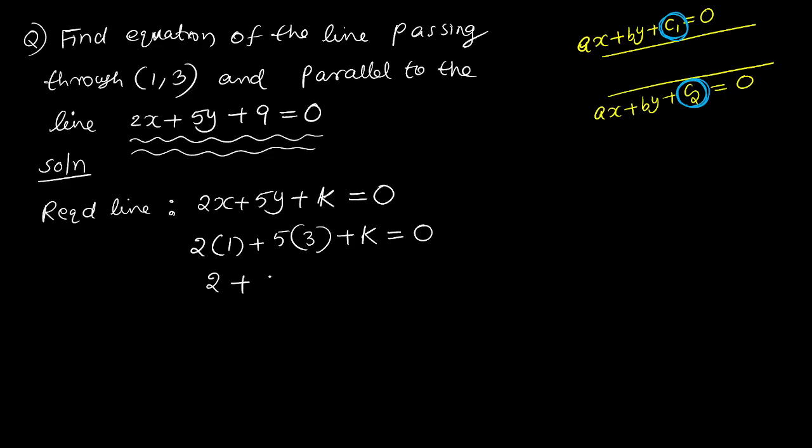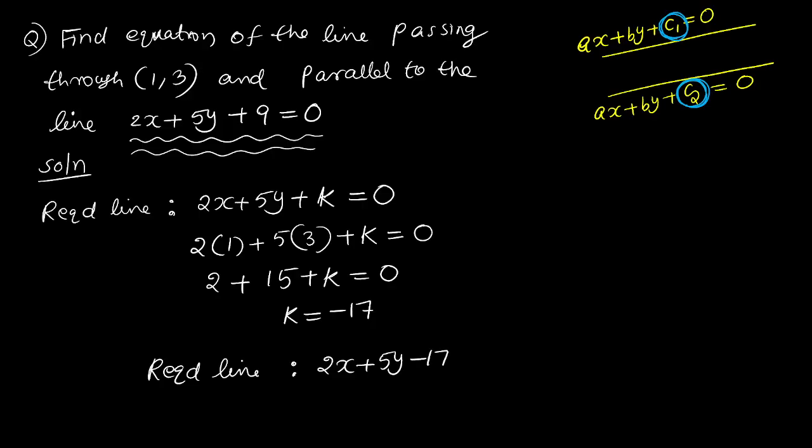2 plus 15 plus k equal to 0. Arranging, k equal to minus 17. Calculation I don't want to discuss. So the required line, what is k? I got k as minus 17. Substituting k as minus 17, we get the answer. The method is very simple. This is the way. 2x plus 5y minus 17 equal to 0 is the required line.